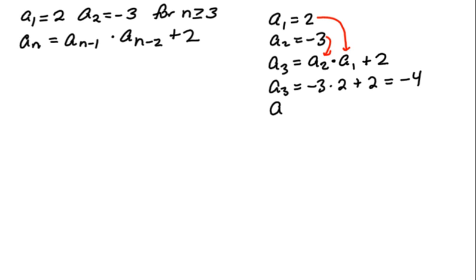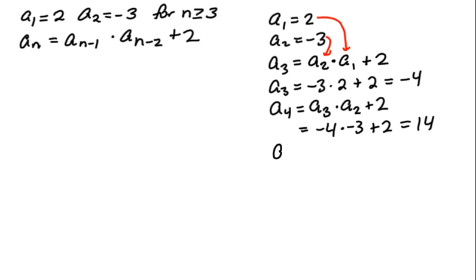Then I do the same thing for A sub 4. A sub 4, plugging a 4 into the formula, would be A sub 3 times A sub 2 plus 2. Well, A sub 3 is negative 4, A sub 2 is negative 3, and then add 2. Negative 4 times negative 3 is 12, plus 2 is 14. So the fourth term is 14. Then A sub 5 would be A sub 4 times A sub 3, so that would be 14 times negative 4, which is negative 56, plus 2, negative 54.